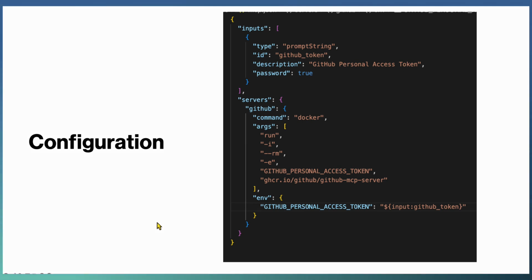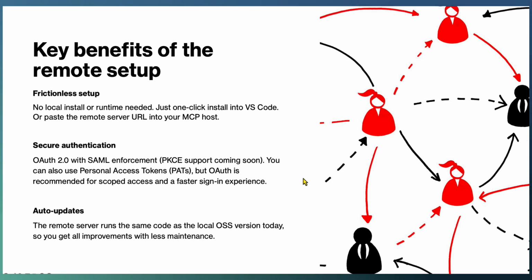Now, let us talk about the remote MCP server, which was recently released in public preview. This version is hosted by GitHub, so you don't need to worry about infrastructure, maintenance, or updates. It has secure OAuth-based authentication, making access and permission management seamless. No need for any Docker setup or access to remote packages. It is faster to onboard and scale across the teams, and GitHub will take care of the auto updates.